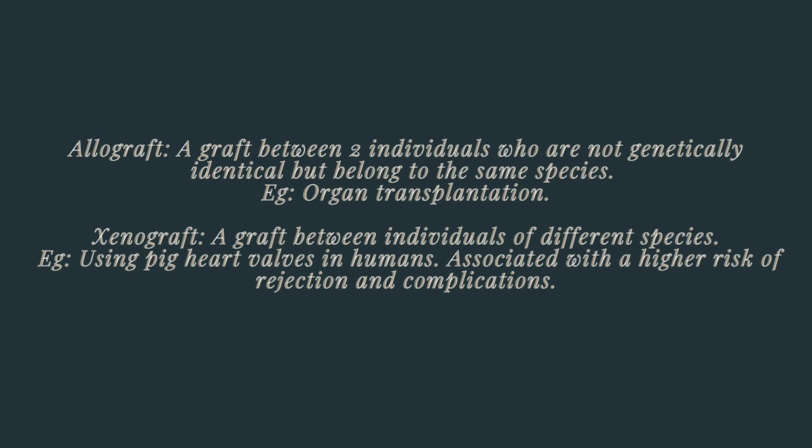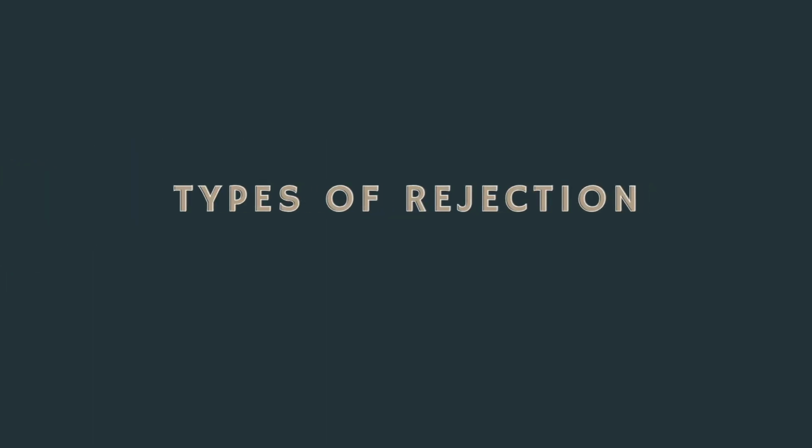Next is the xenograft, a graft between individuals of different species. Example for this will be using pig heart valves in humans, and recently you would have also heard the example of using pig kidneys in another human. It was a clinical trial that was conducted. In this, the rejection is high.